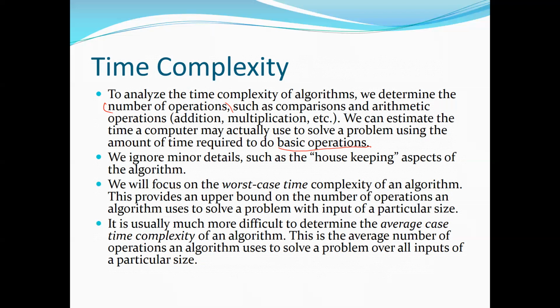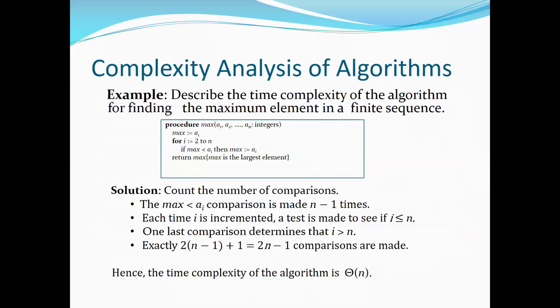It is usually much more difficult to determine the average case time complexity of an algorithm. The average case time complexity is not the average of the worst case and the best case. It is the exact number of operations that an algorithm uses for a particular input. That is really difficult to find out, but it turns out that for some algorithms it is easy to find. We'll see one algorithm in the coming slides.